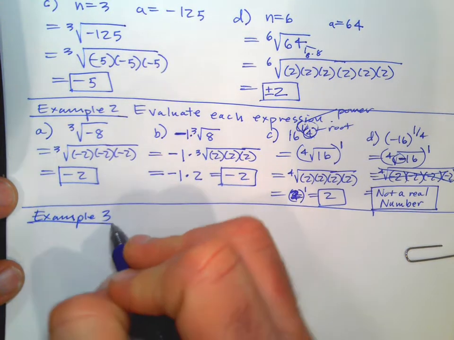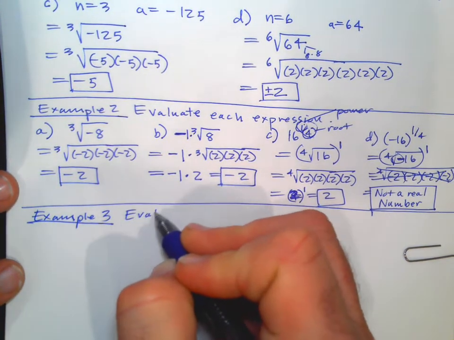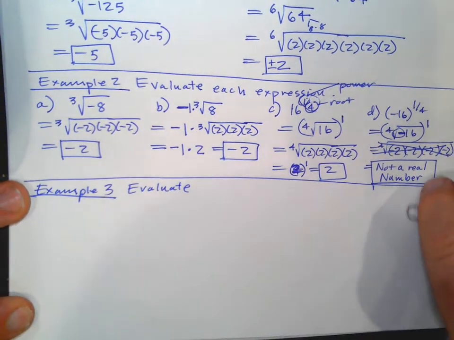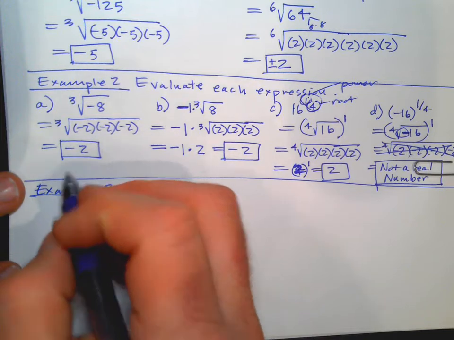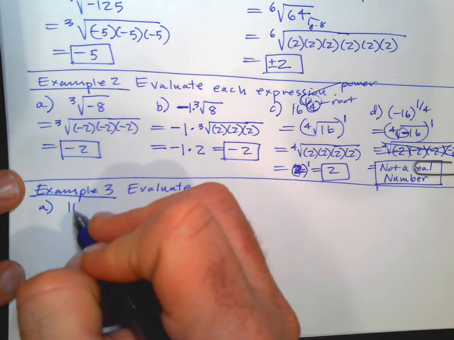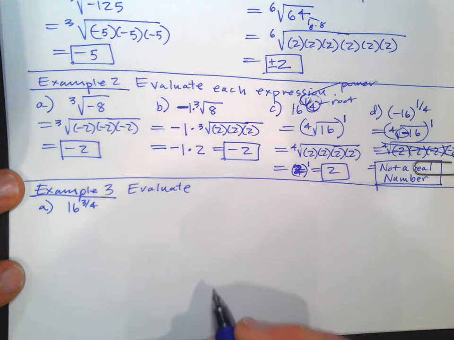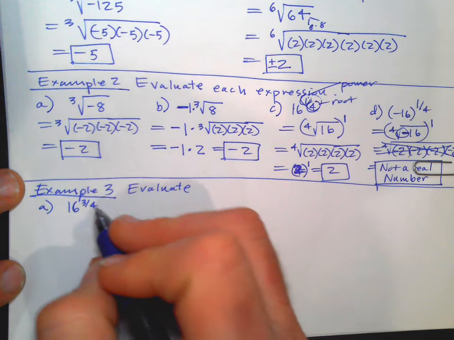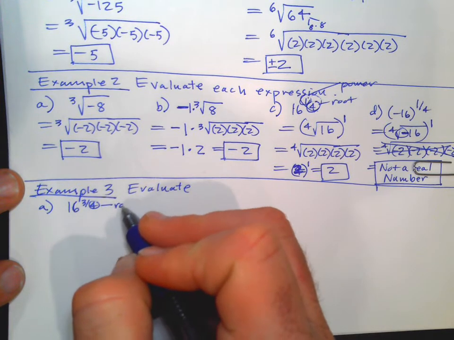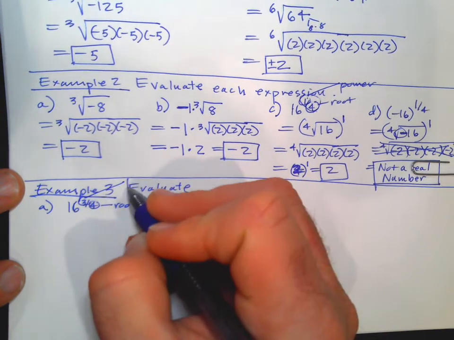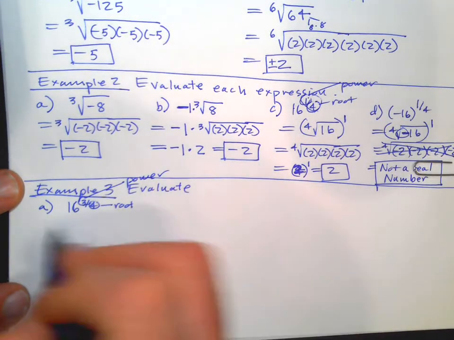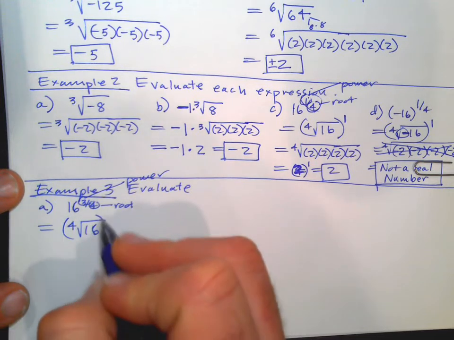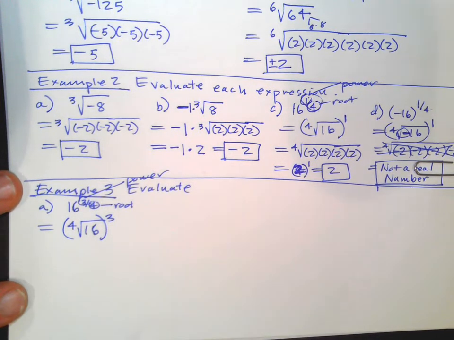So let's try a few more examples. Call this example 3. We're going to evaluate. We're just going to make them a little tougher. Things are going to get a little more interesting. 16 to the 3/4. That's a rational exponent. Now, the thing on the bottom is the root. The thing on the top is just a regular old power. So when you rewrite it, you do the 4th root of 16, and then you do the 3rd power afterwards.